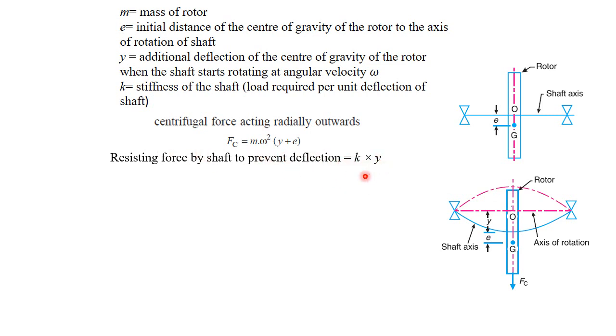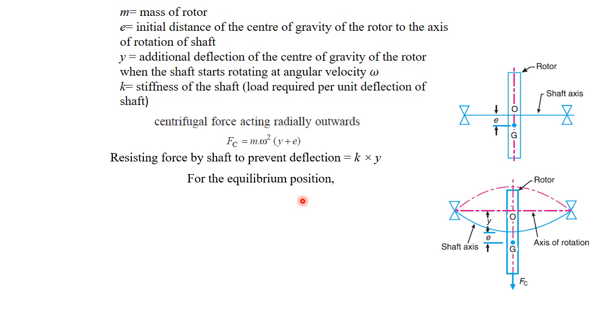We know that force is equal to k into x. We have k into delta that we discussed earlier. So here the deflection of the shaft is y. So k into y is the net resisting force provided by the shaft to keep the system in an equilibrium condition, the force which tries to bring the system to its initial position. For the equilibrium position, these two forces balance; this is the dynamic equilibrium condition for the system.